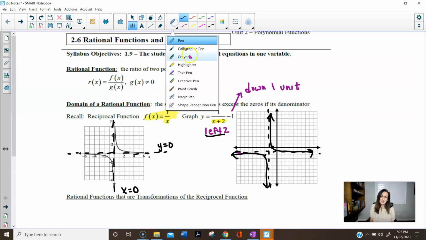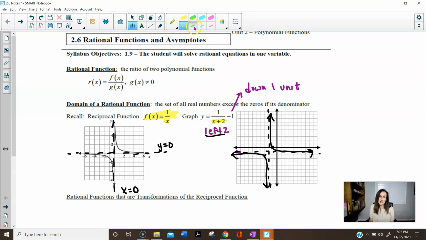So what I like to do, you guys, is I like to start with the asymptotes. And what I did is I moved this asymptote to the left 2. So I did that first. And then I moved this horizontal asymptote down 1. And then once I moved the asymptotes, all I did was sketch in the 2 curves. So that's a really easy, quick way to graph. So let's look at the next one.